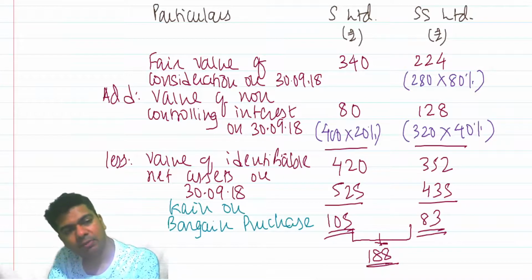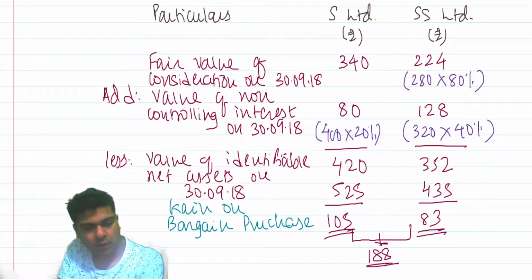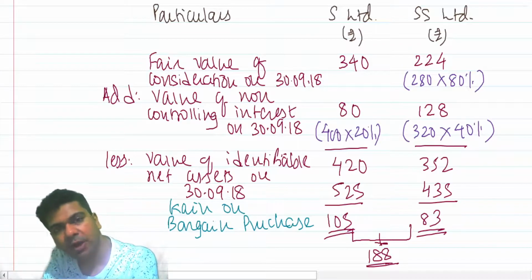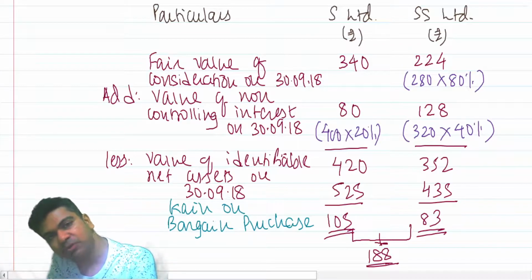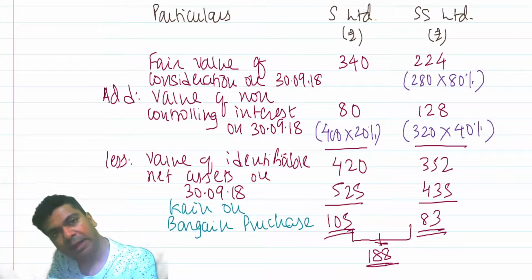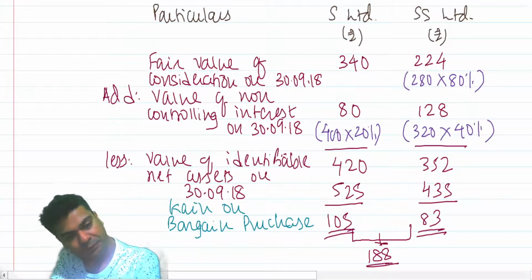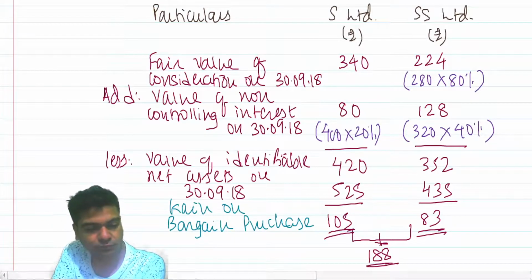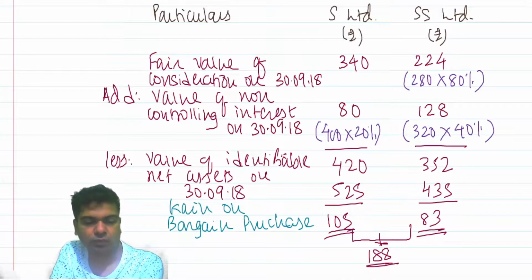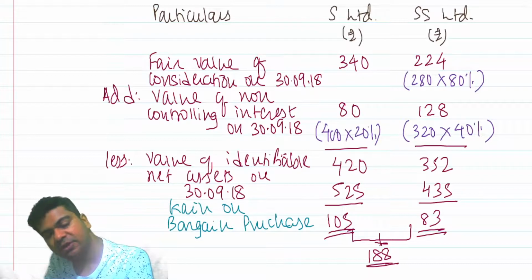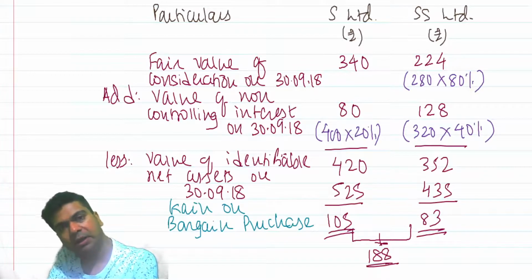Right, this bargain purchase gain will be transferred to capital reserve. When we prepare the consolidated balance sheet, this 188 will be transferred to capital reserve. It will be recognized in OCI, other comprehensive income. We will be making it part of the capital reserve. I hope you are okay with this particular working to get the goodwill or the gain on bargain purchase.